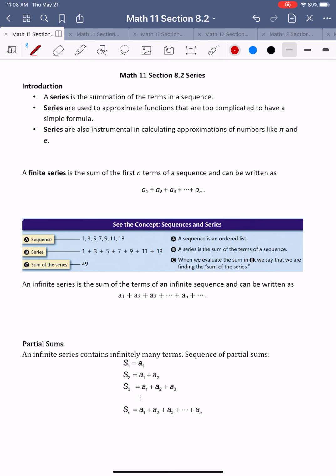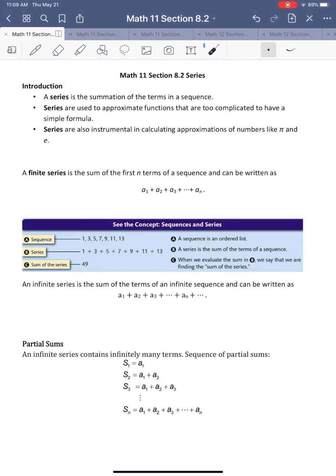Okay, hello. This is section 8.2, series. Okay, so introductions. A series is the summation of the terms in a sequence, so we are adding up. Series are used as approximate functions when it is too complicated to have a simple formula. Series are also instrumental in calculating approximations of numbers like pi and e.